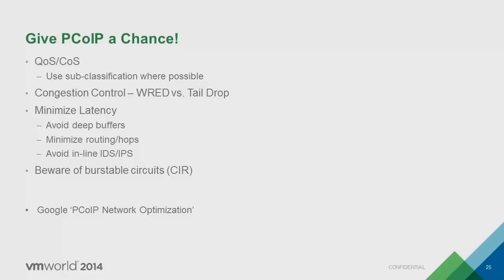Typically, out of the box, when you configure a router, tail drop is enabled, and tail drop is a bit of an ignorant way of doing queue management. On your router, if your queue gets full, tail drop will start dropping any packets that are coming into your router. So where possible, we would recommend using WRED, which is a more intelligent way of doing congestion control.